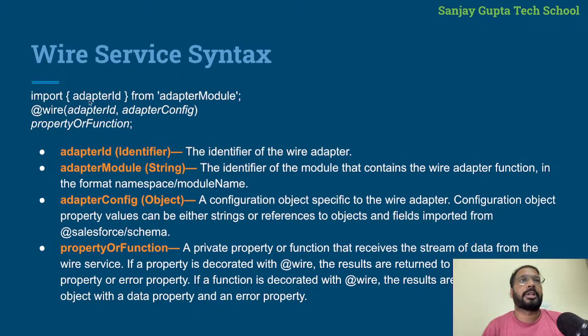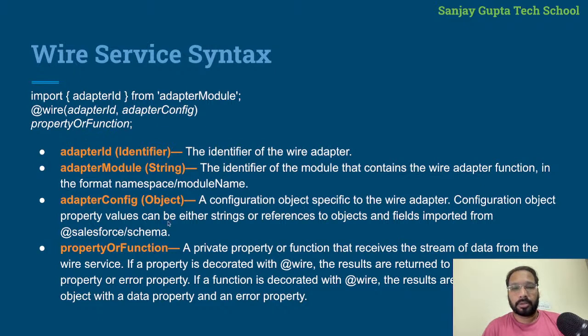And after the import statement, anywhere in the JavaScript you can write @wire using that adapter ID which you imported, and the adapter configuration where you will be passing some parameters, and then you will be having a property or function. If you have a property, whatever data you are receiving will be stored in that property, and if you want to process that received data through a function, you can define that as well.